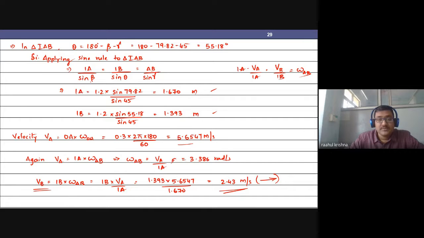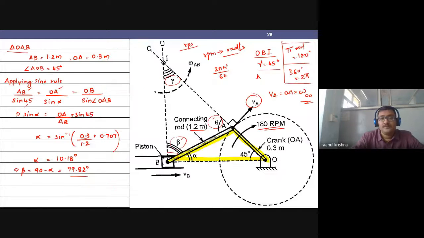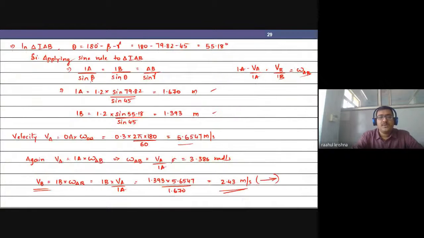Now, this was for a two-link mechanism, our first problem. If you have a question, you can ask. Okay, so we'll go to the next question.